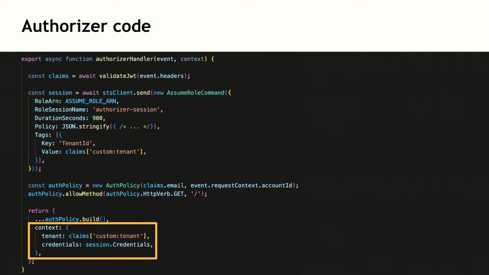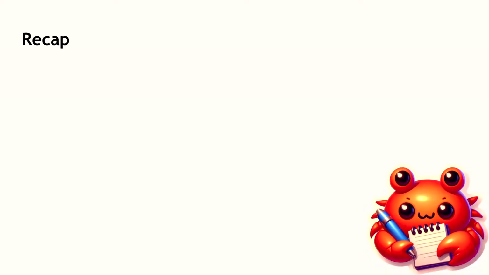And then we're setting the credentials. So I assume the role. When I assume the role, I get credentials. So my Lambdas will be using those credentials to connect to DynamoDB, S3, any other service.